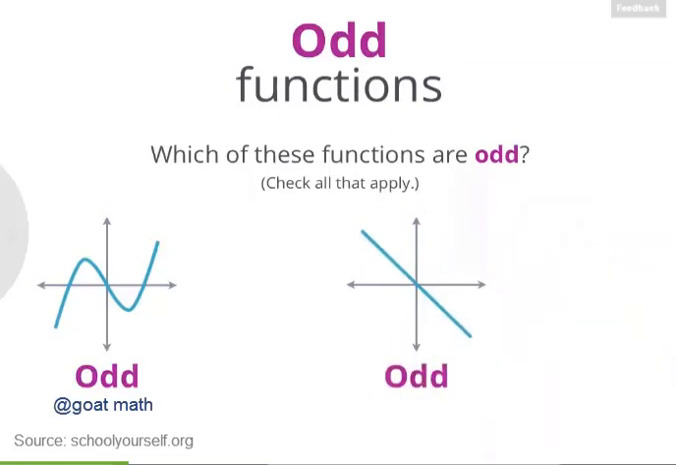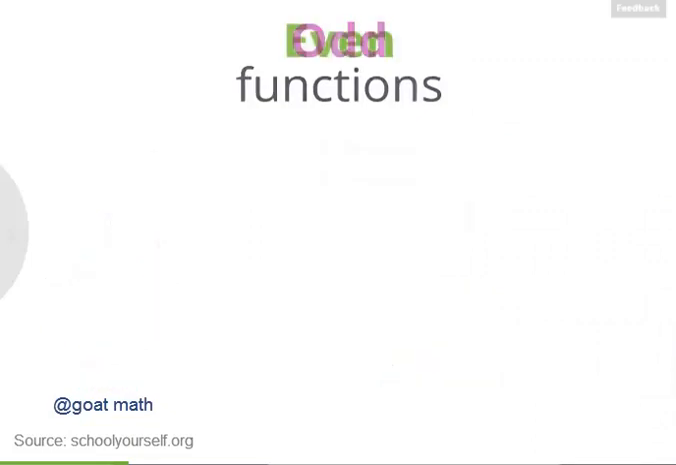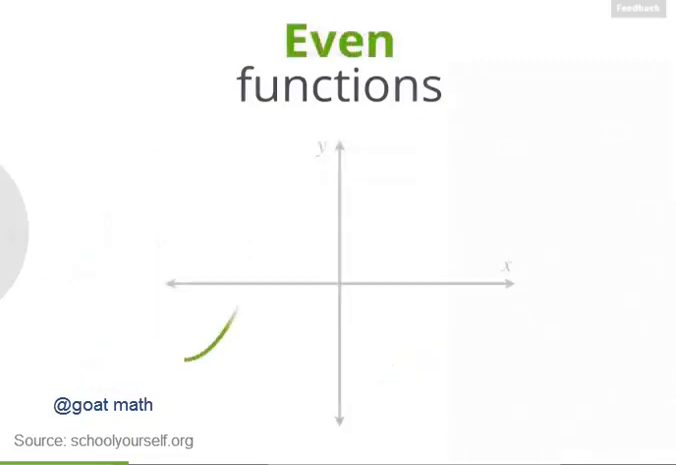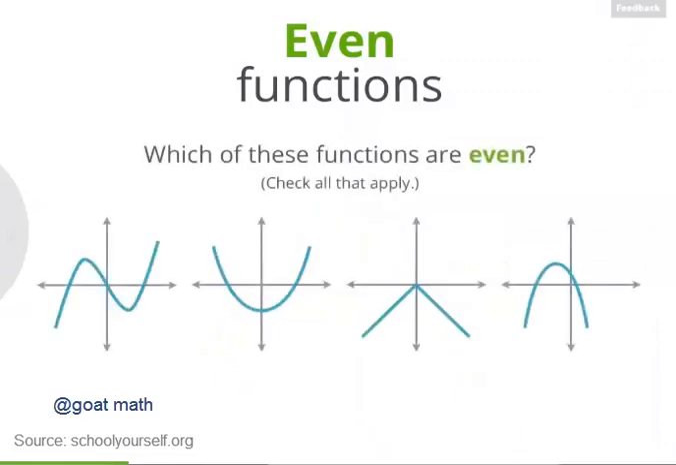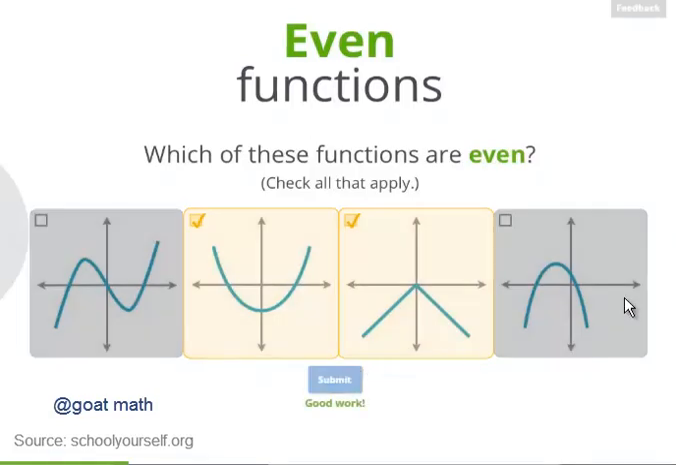Now that you know how to identify which functions are odd, let's take a look at even functions. Here's an example of an even function. A function is even if it's symmetric across the y-axis. So on either side of the y-axis, the 2 halves of this function are reflections of each other. Take a look at these functions here. Which ones are even? Nicely done.